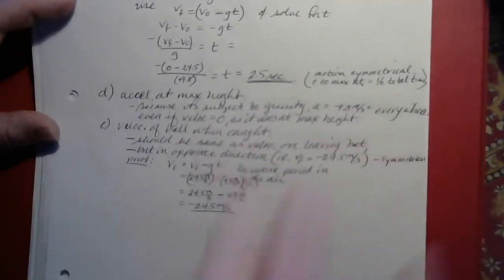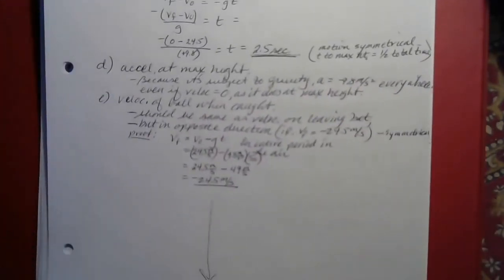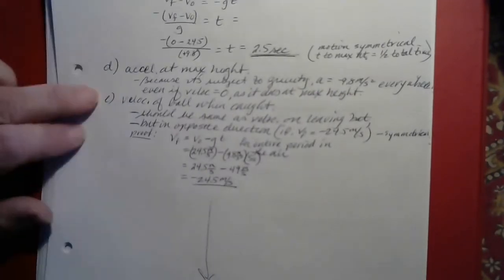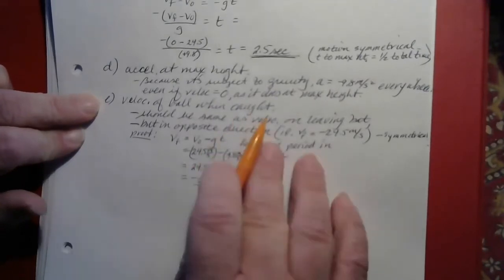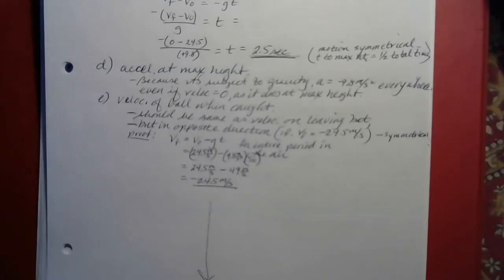Okay, so 9.8 meters per second squared downward, or negative 9.8 meters per second squared. E is asking about the velocity when the ball is caught. And this is another question where you can answer it logically or you can answer it with math. And it should work the same either way.